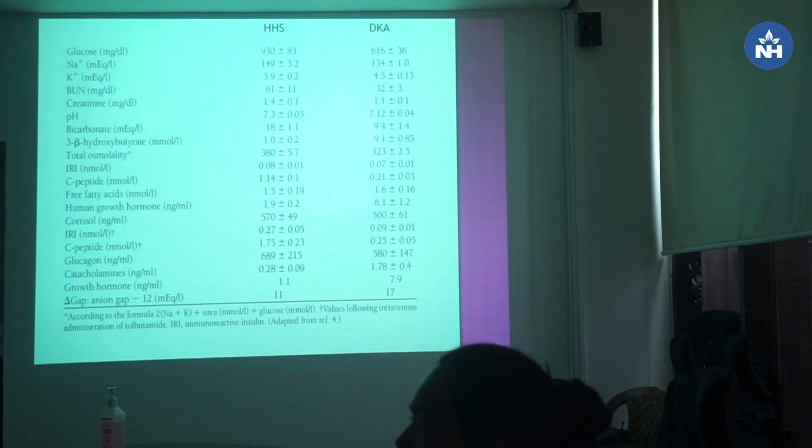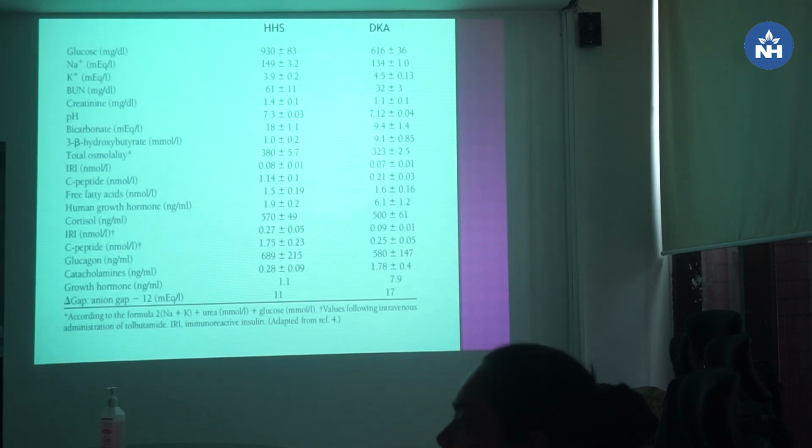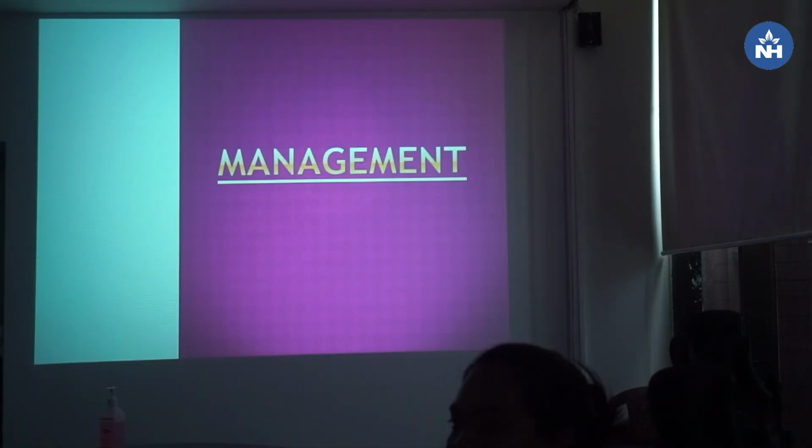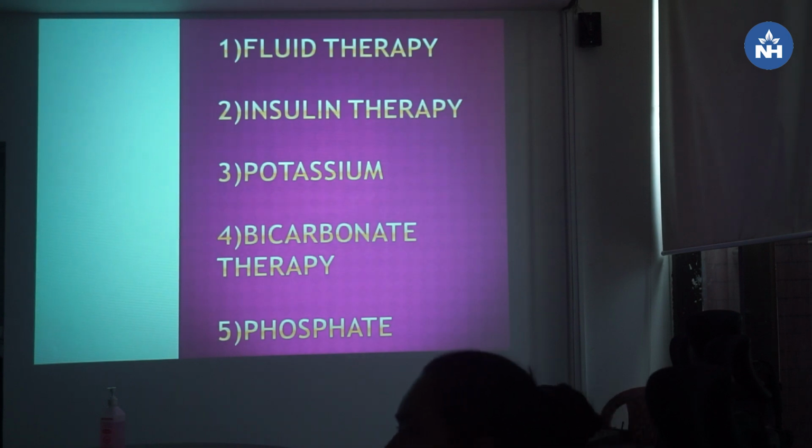So this is another table differentiating between HHS and DKA, where we can see the glucose is in the range of 930 plus minus 83. Okay, so I'll go straight to the management. Management has been broadly classified, with fluid therapy being the most important and the foremost thing we should do, then insulin therapy, potassium, bicarbonate therapy, and phosphate.